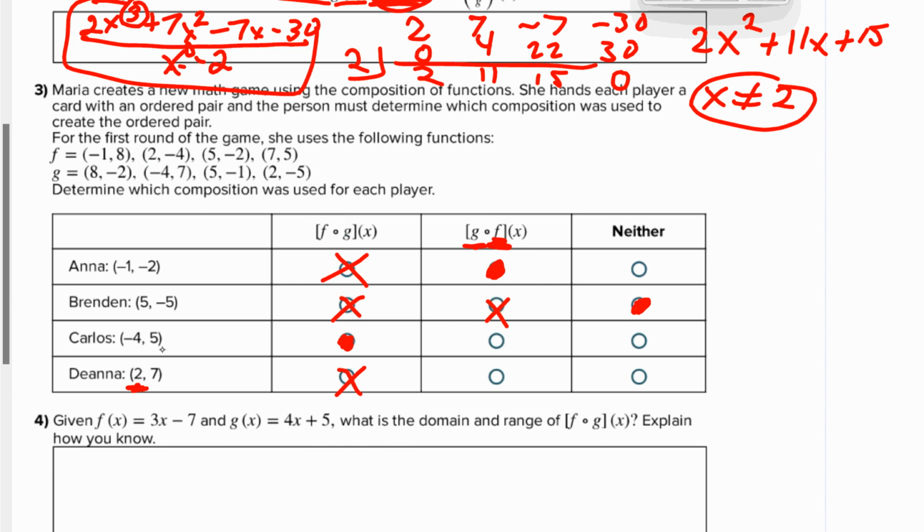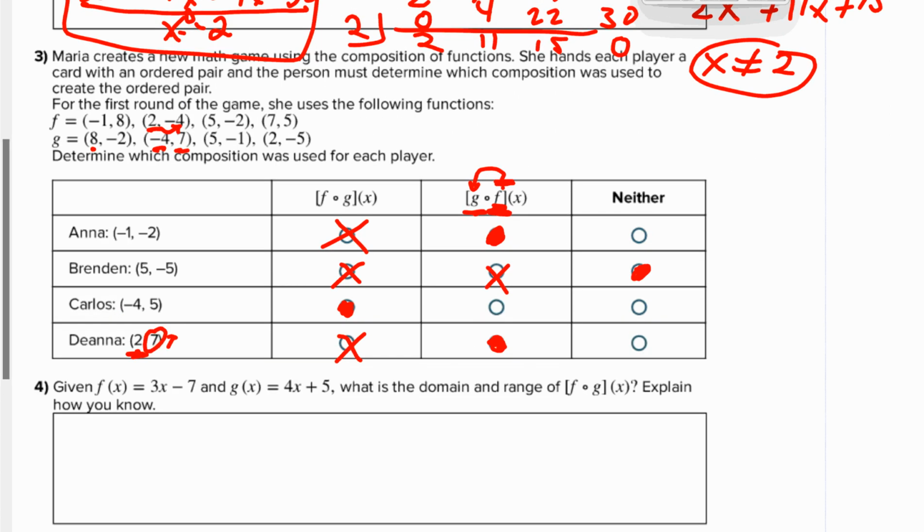So I'm going to plug in 2 into f. There's 2. I get -4 out. Now I'm going to take -4 and plug it into g. -4, -4, and I get a 7 out. Do I get a 7? That is a 7, so it's this one. So that's how that's kind of played out.